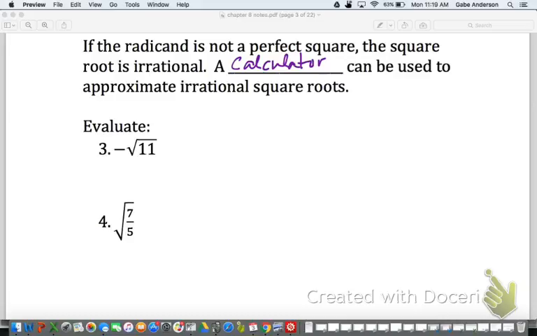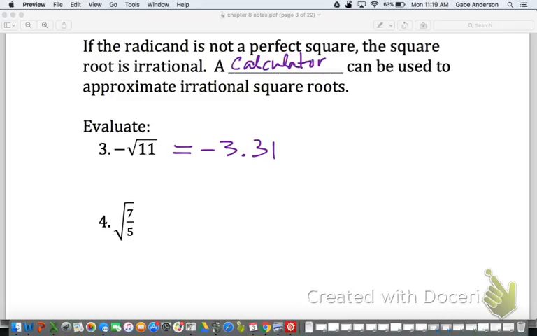So, square root of 11. You guys find the radical button on your calculator? Yeah, it's the square root button. It should be right above the squared, right? Yeah, second squared. Okay, so negative square root of 11. What does that come out to be on the calculator? So negative 3.31.